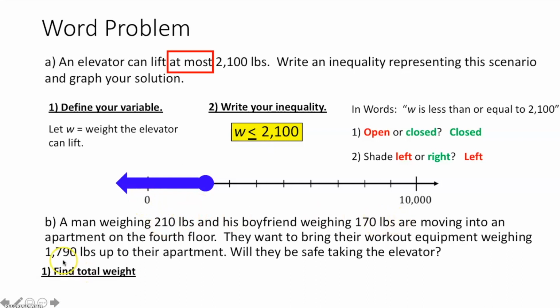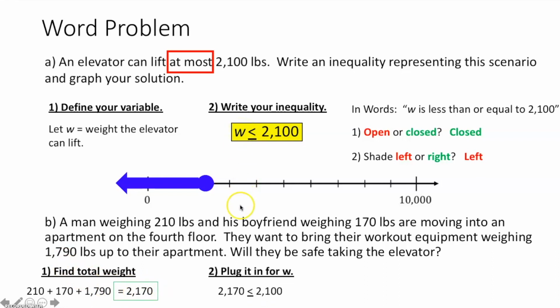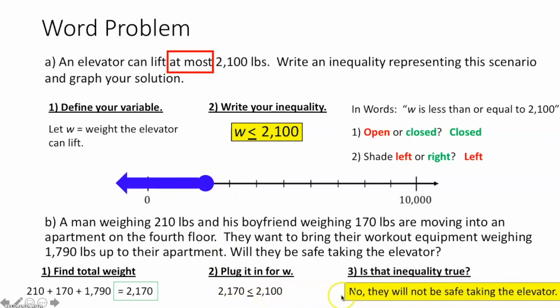210 plus 170 plus 1,790 is going to give you 2,170. So we take that, we plug it in for W, and we end up getting 2,170 is less than or equal to 2,100. Is that true? No, that is not true. Therefore, they will not be safe taking the elevator. They should take the weight up in smaller parts.